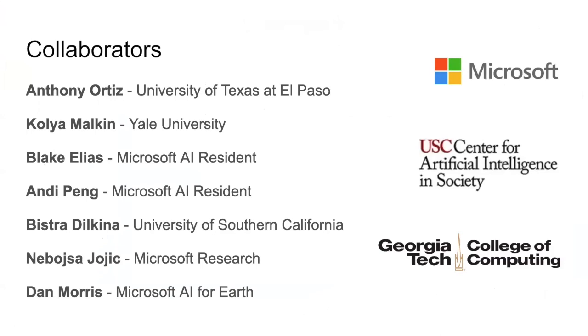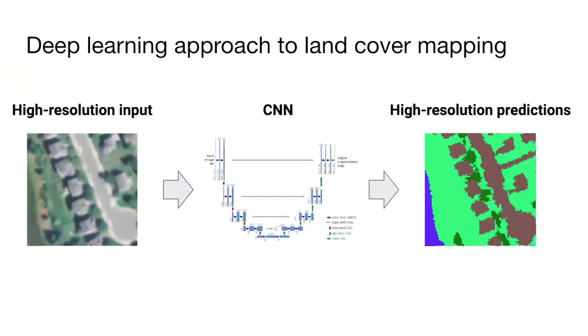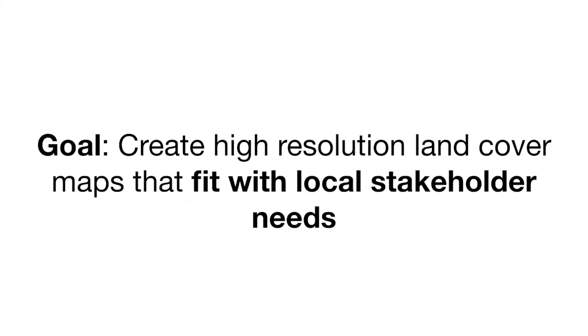So first of all, this is in collaboration with many people. Special thanks to the Microsoft AI for Earth team, who I've closely worked with on all of this. So we're trying to do a deep learning approach to land cover mapping. Specifically, we take high resolution input images and train a convolutional neural network to label each pixel in the input imagery as belonging to one of several different land cover classes. And our goal is to create high resolution land cover maps that fit with local stakeholder needs.